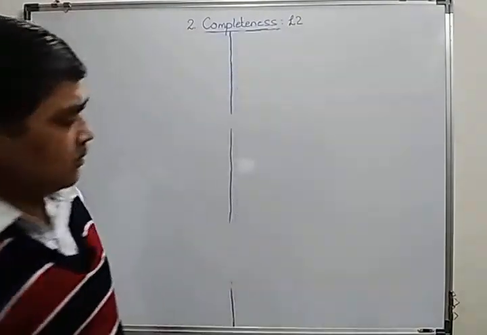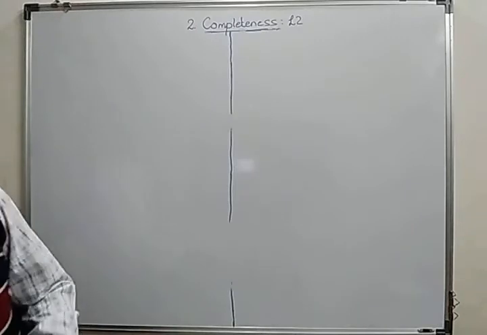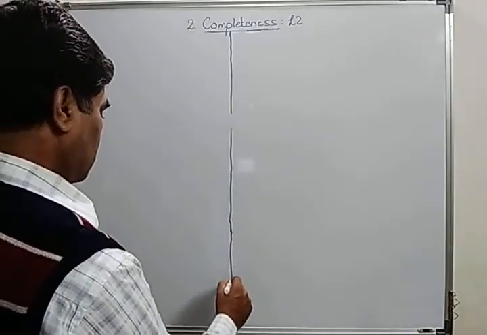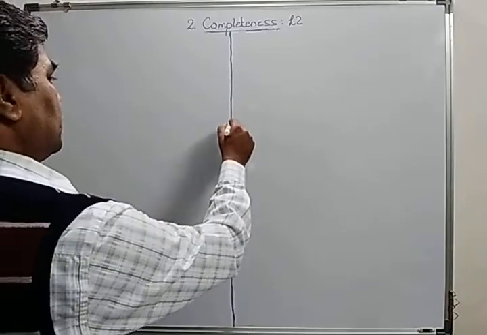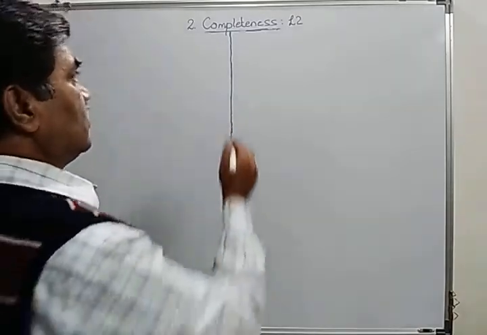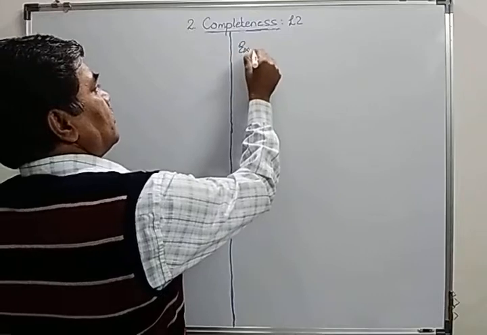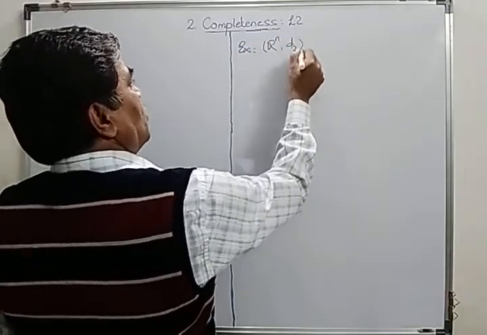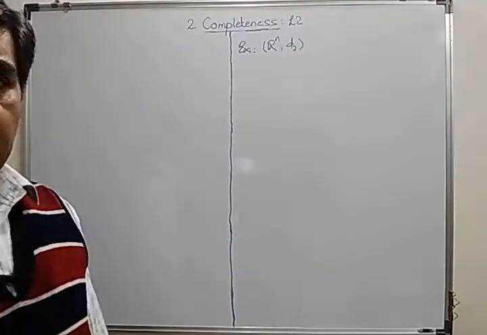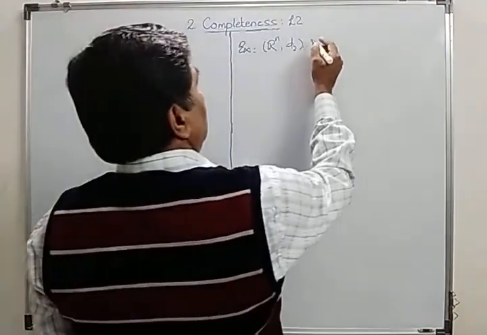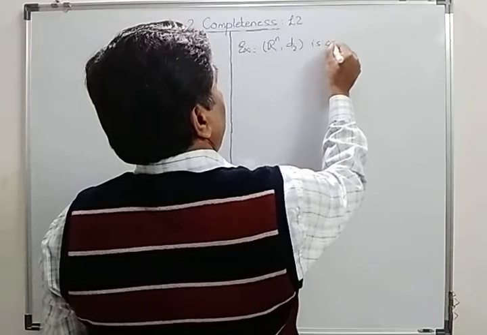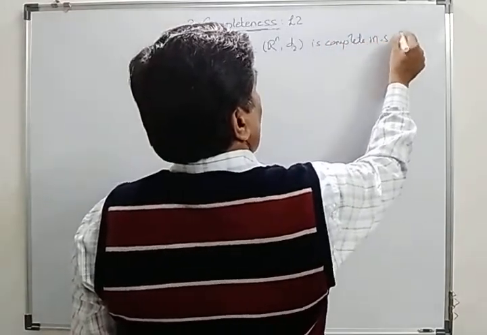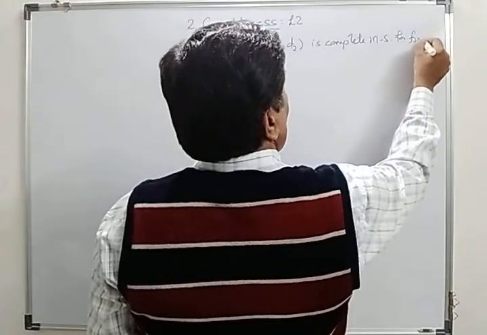Now we'll take the example. Rn is a complete metric space. Example: Rn with d2, or any of d1, d2 or d infinity, is a complete metric space for fixed n greater equal to 2.